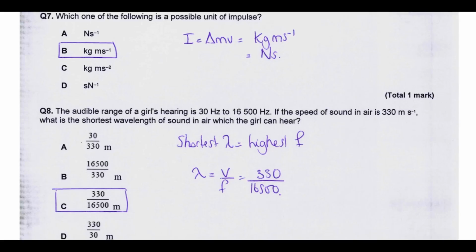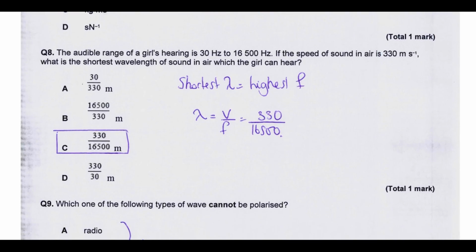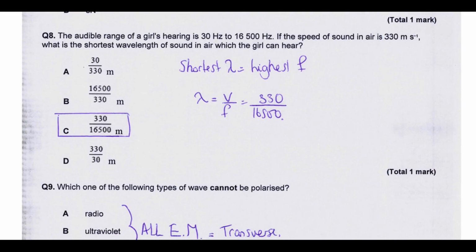Okay, so then we've got the next one. The audible range of a girl's hearing is 30 Hz to 16,500 Hz. The speed of sound in air is 330 meters per second. What is the shortest wavelength of sound in air which the girl can hear? So the first thing in your mind you need to go, shortest wavelength, highest frequency. You should know those two things are inversely proportional at the same speed. So you pick the 16,500 and then rearrange the wave equation, so you should have velocity divided by frequency gives you wavelength, and that gives you option C there. You didn't even need to calculate it.